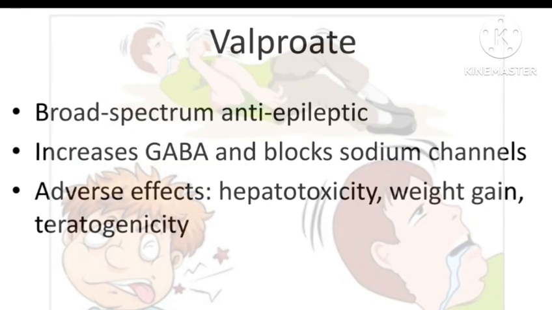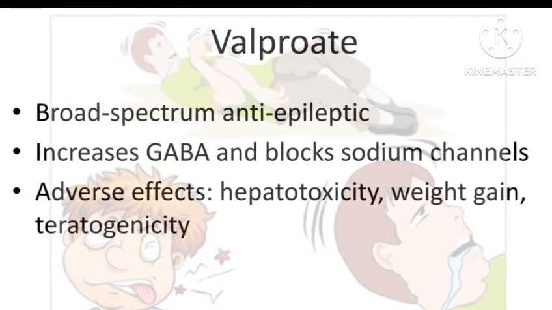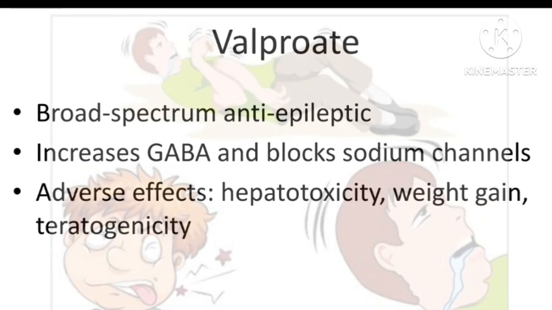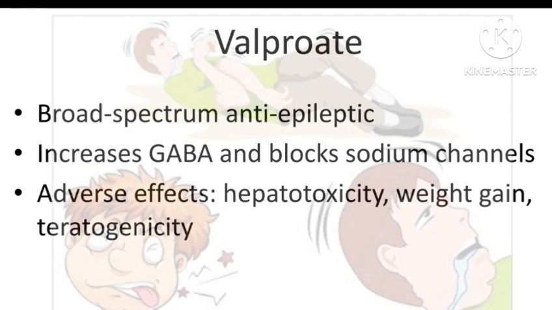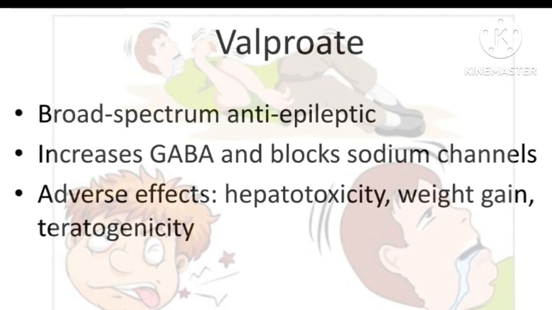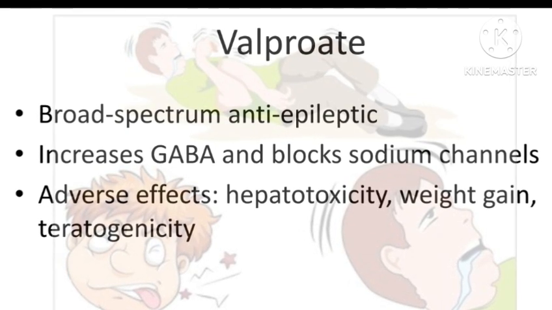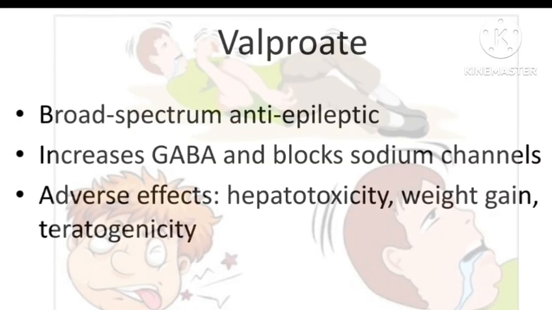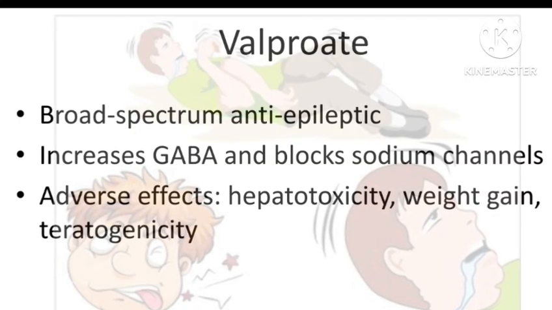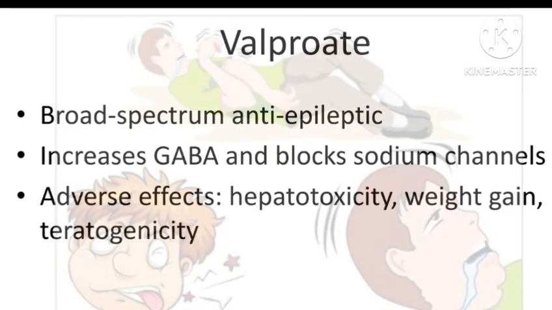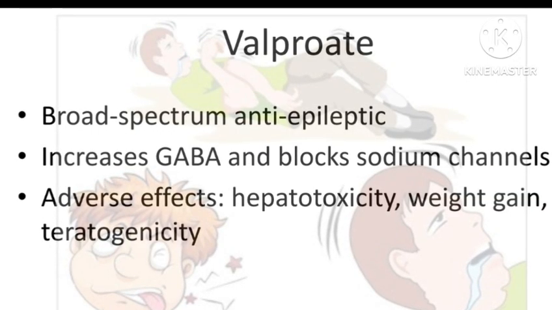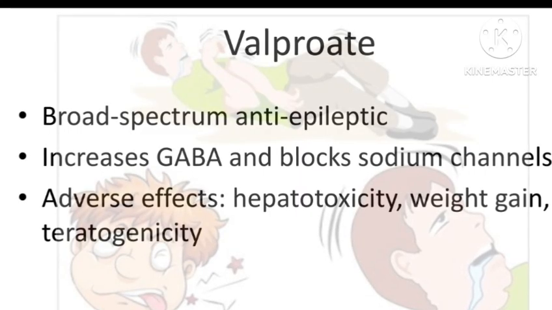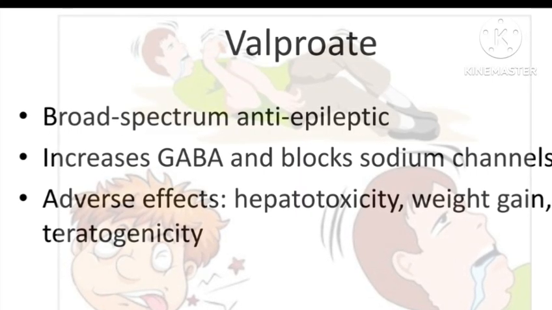Next, sodium valproate. This is a broad-spectrum anti-epileptic drug. It is very commonly used, and it blocks sodium channels, increases GABA, and blocks calcium channels. So it works through multiple mechanisms. Next, the uses of sodium valproate are tonic-clonic seizures, absence seizures, myoclonic seizures, bipolar disorder, migraine prophylaxis, and it is a very versatile drug.